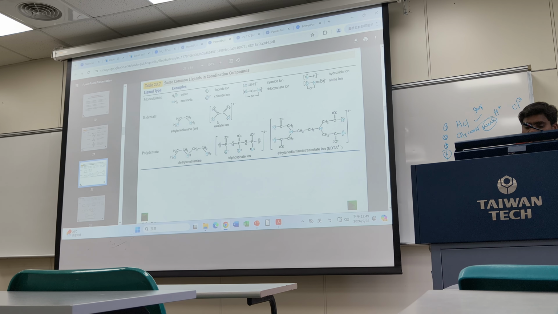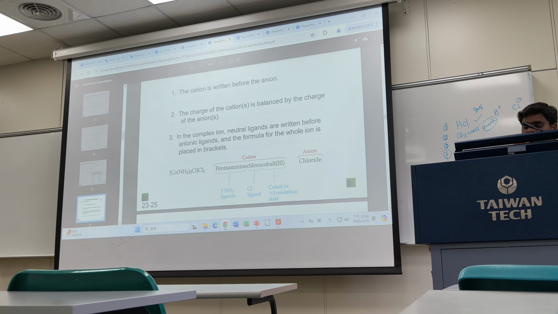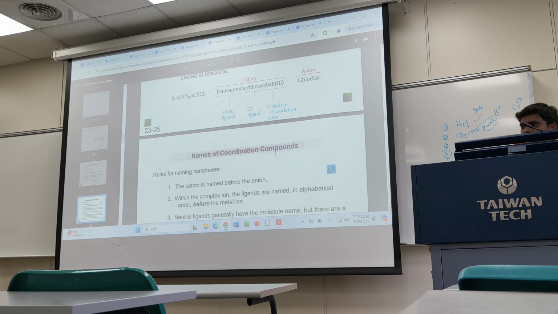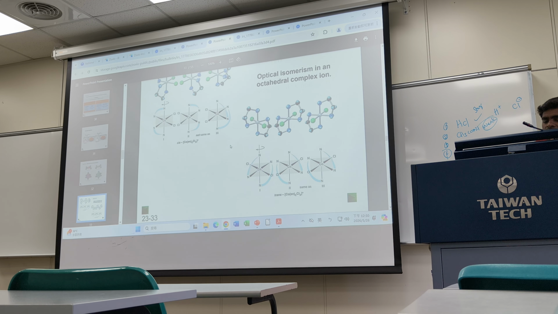And the next one, you can think about the naming and formula for coordination chemistry. You have the rules, you have to write it. I can keep some of the names, you already know there are some examples here. You can write the name also. Next, isomerism we already studied many times, that's why I don't care about that.